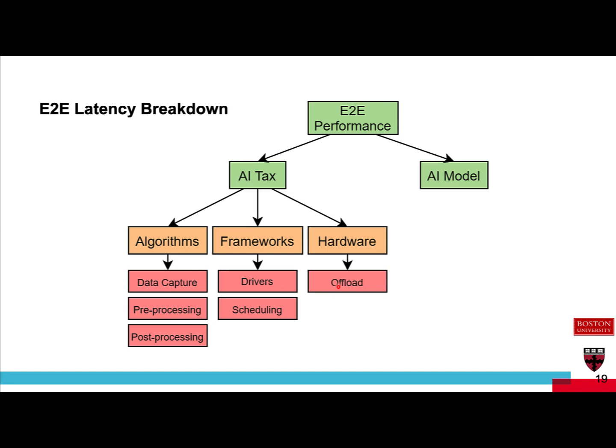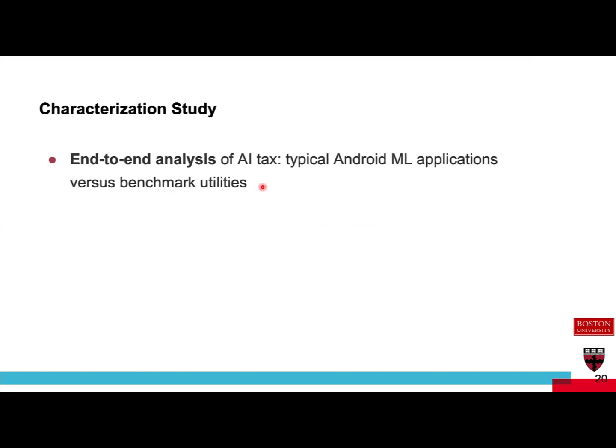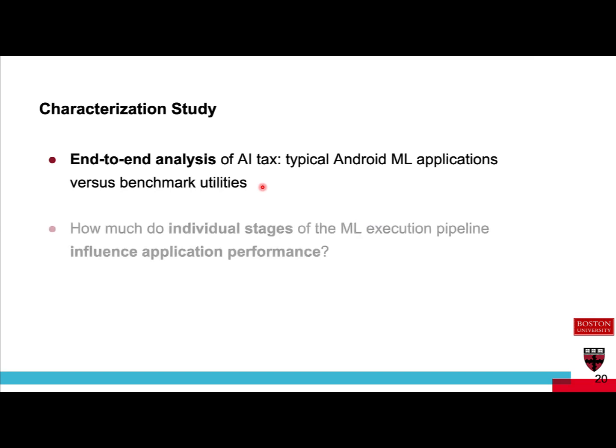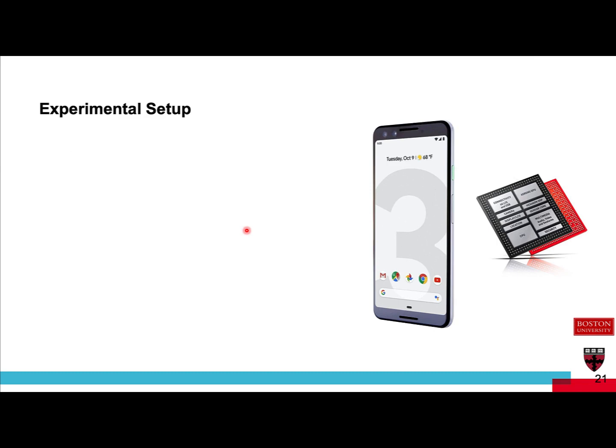These are just a sampling of the different kinds of tasks that we have in a mobile SoC. So the goals of our study are to perform an end-to-end analysis of AI tasks, using both benchmarks and Android ML applications. And we want to understand how the individual stages of the ML execution pipeline influence the quality of experience for application performance. Finally, we want to be able to quantify the AI tax in real-world systems. All that said, before I dive into the details, allow me to introduce the experimental setup.